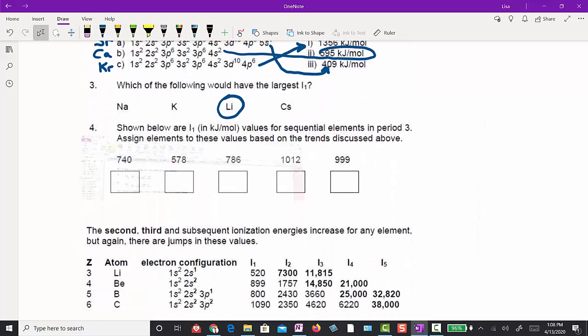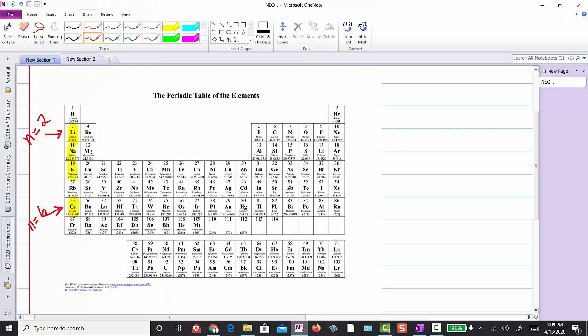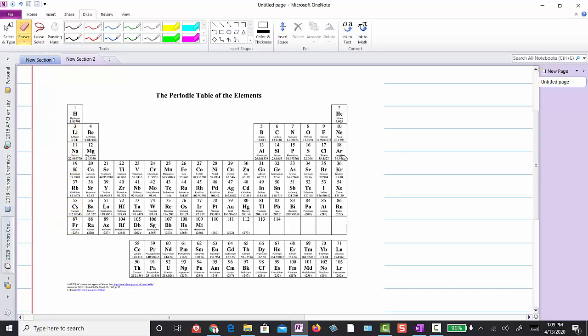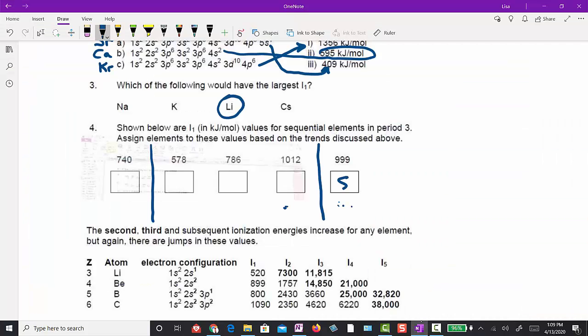Here, these are sequential elements in period 3, and they want us to assign elements based on the trends above. What we're looking at right here is one of those break points. It goes down and then it starts back up. And there's another one. So this to this means that's in the middle of the P block. Going back to the periodic table, it said it was in n equals 3. So the break in n equals 3, the third period, would be there: sulfur, phosphorus, silicon, aluminum, and then we get that other jump, going from aluminum back to magnesium, is where that one would be.